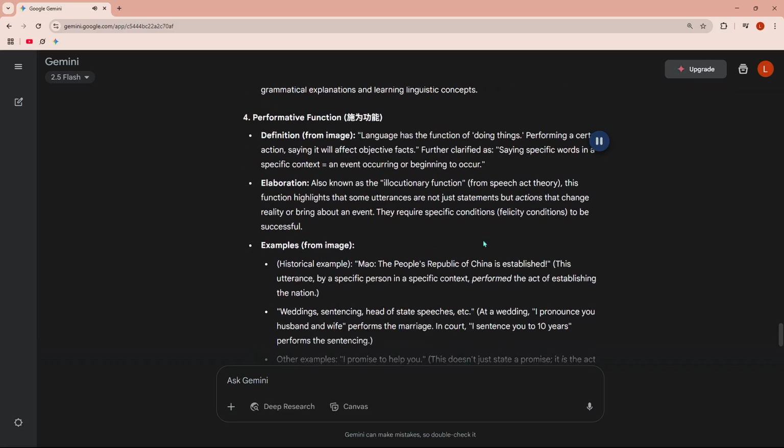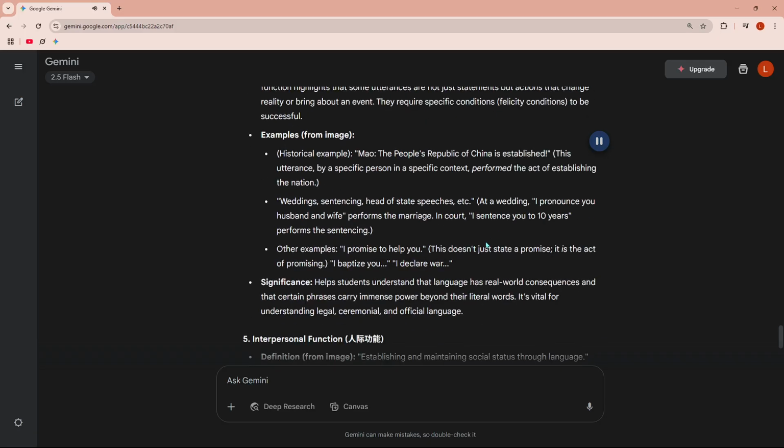Examples: from image. Historical example: Mao, the People's Republic of China is established. This utterance, by a specific person in a specific context, performed the act of establishing the nation. Weddings, sentencing, head of state speeches, etc. At a wedding, I pronounce you husband and wife, performs the marriage. In court, I sentence you to 10 years, performs the sentencing.